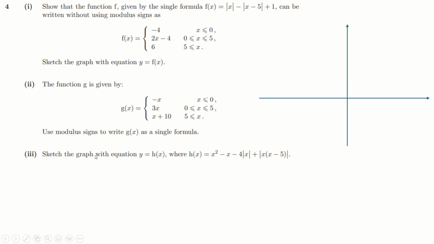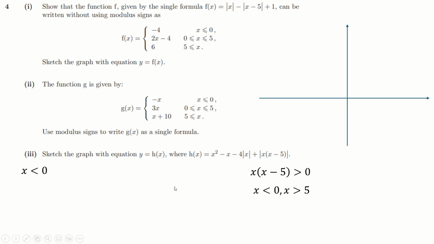Anyway, now it says sketch the graph with equation this, where h is this bit more complicated looking function, but the idea is the same, right? Firstly, we need to identify when this inside of the mod is positive and negative, so that we can use that functional definition of the mod. Well, it's a quadratic, right? So it's going to be roots either side, or answers either side of the root. So critical points 0 and 5. Bigger than 0 is either side. So less than 0, more than 5 is where this is positive.